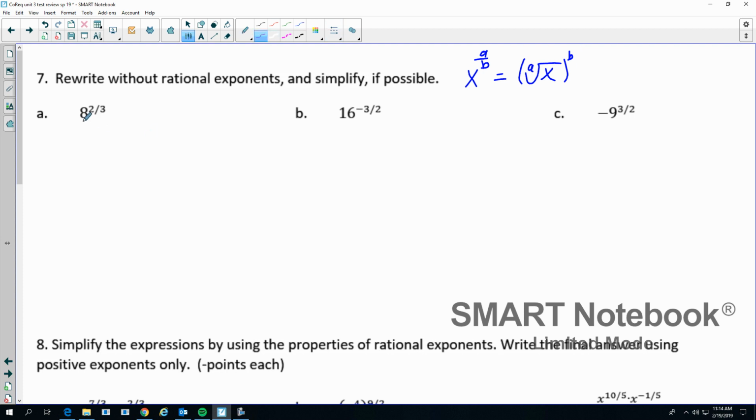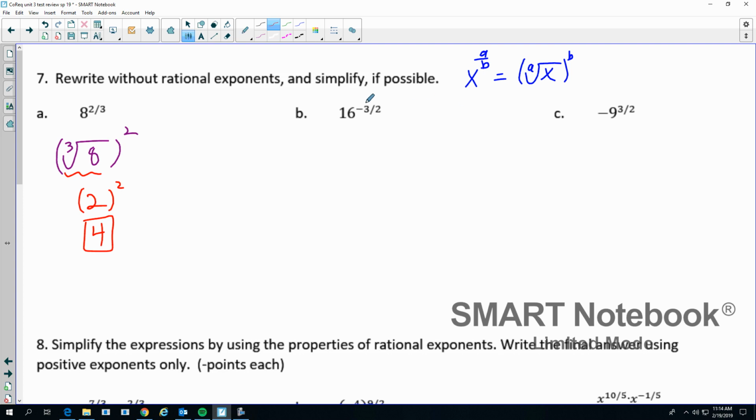So looking at our first one right here, we have 8 raised to the 2/3 power. The 3 is going to be the index of the radical, so it's going to be a cube root of 8. And then after you cube root it, we're going to square it. The cube root of 8 is 2, and then we square it, which is 4. And there you go.